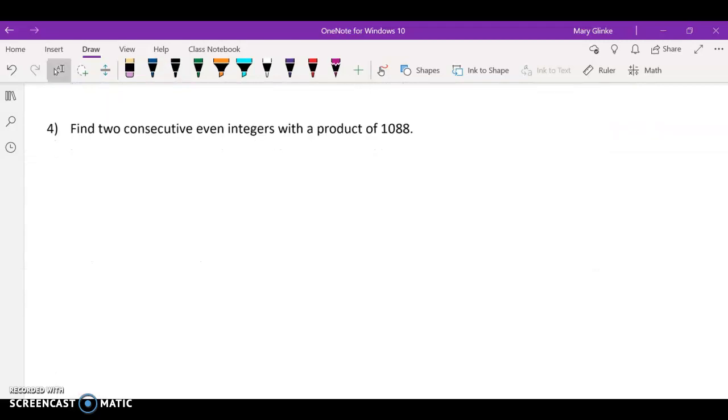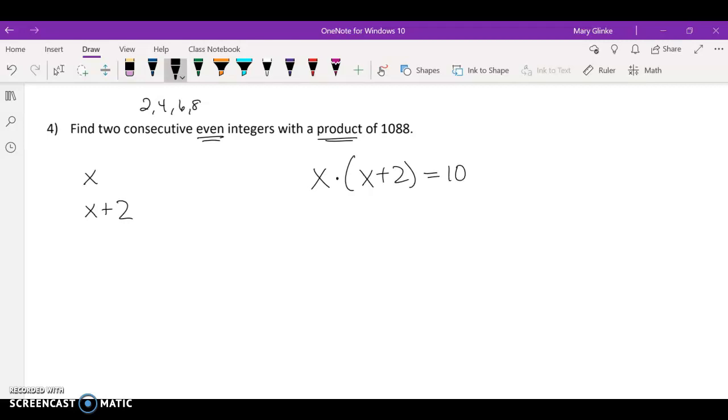So now we have a couple of application problems here. We have two consecutive even integers. So we're going to call our first one x. To make it even, we're going to have to space it out every 2. So numbers like 2, 4, 6, 8, they're all 2 apart. The product has to be 1088, so we're going to take our first one and multiply it by our second one to get 1088. So go ahead and pause the video, solve for x, and answer the question, and we'll reconvene in a moment.